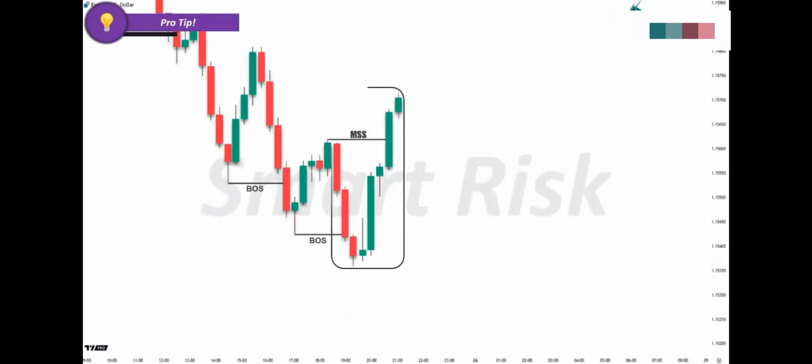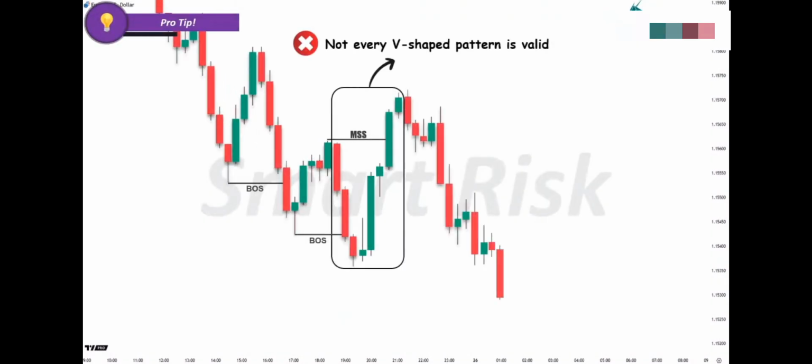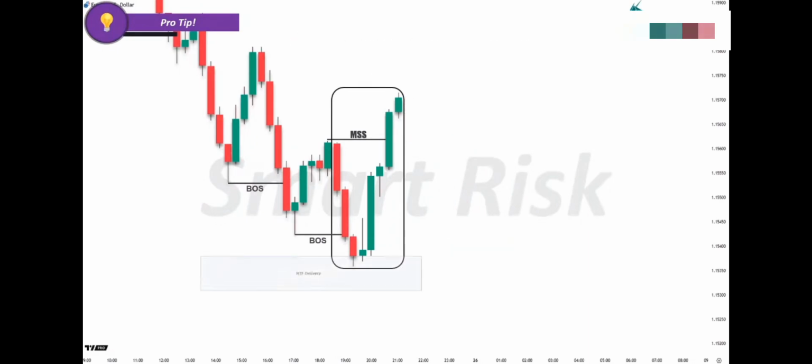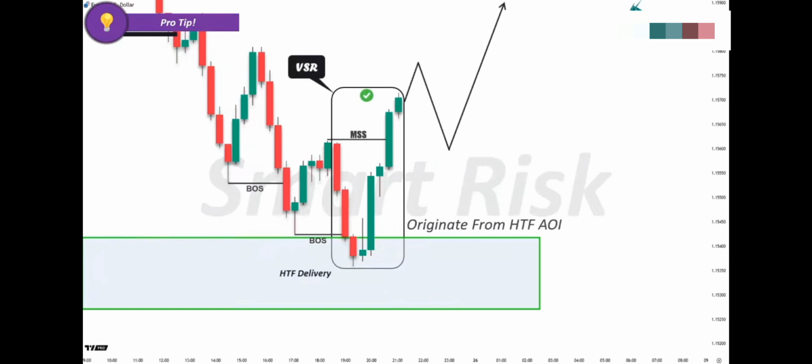However, it's important to understand that not every V-shaped price movement is valid. Not every sharp drop and recovery should be treated as a true V-shaped recovery or a real sign of smart money entering the market. We should only focus on V-shaped patterns that form after price grabs liquidity from a major key level or after price reacts from an important supply or demand zone.